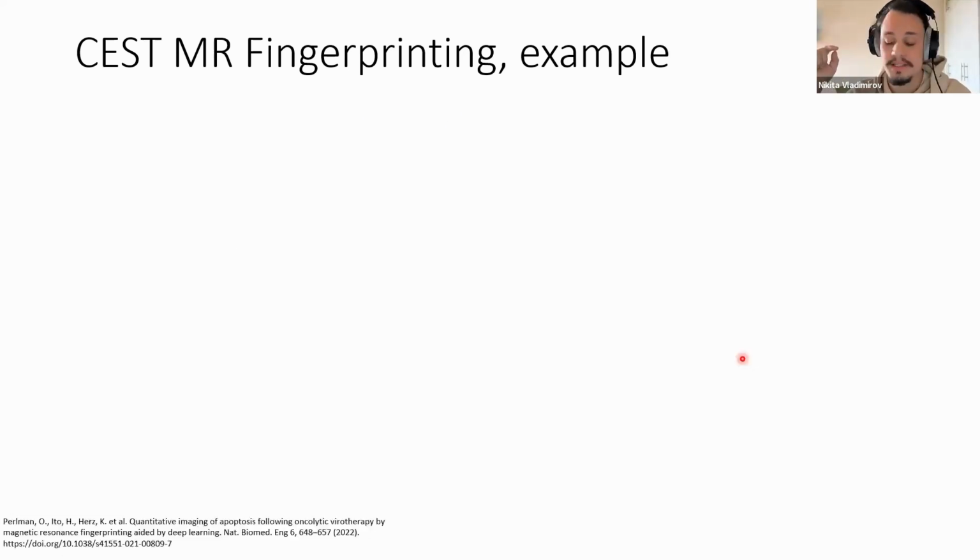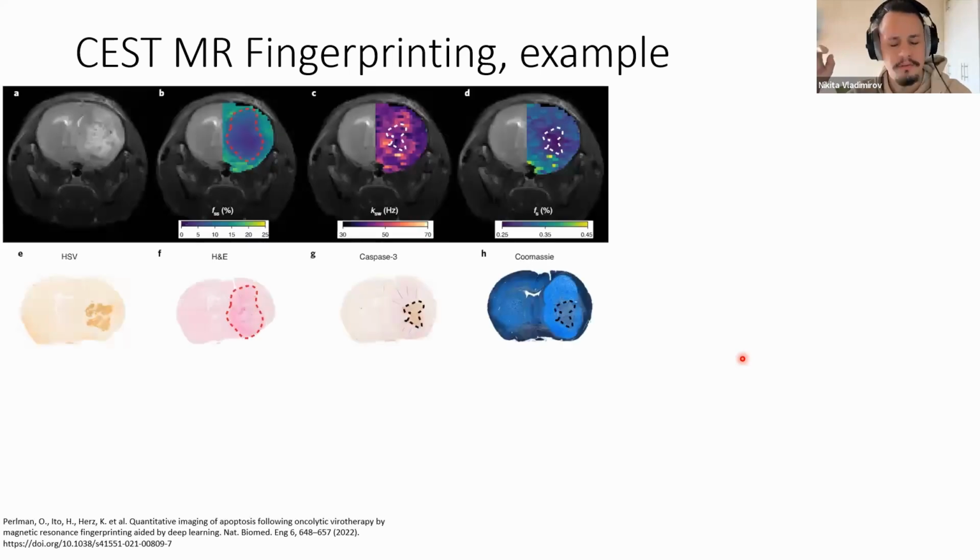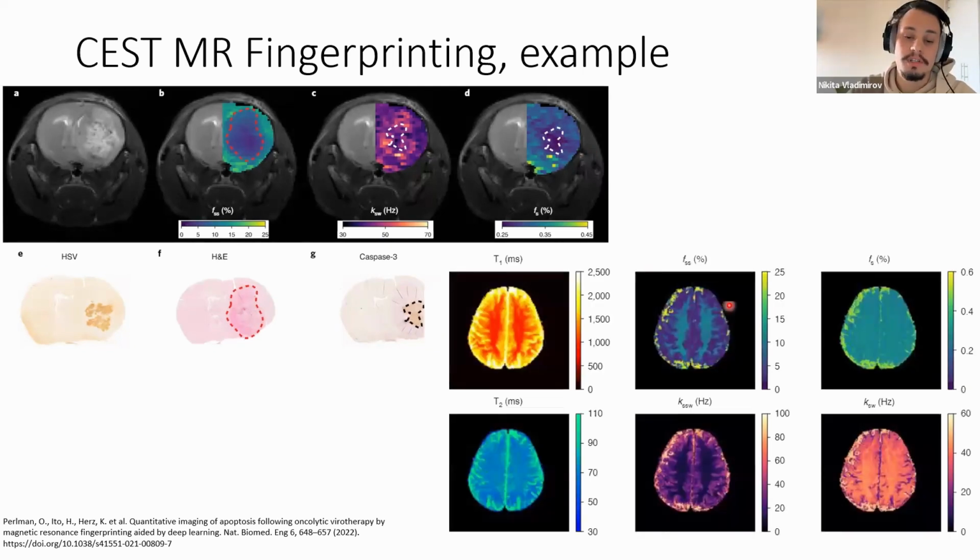There is another example in the context of treatment monitoring. The research showed that fingerprinting was successfully applied to the monitoring of oncolytic viral therapy, and it is proportional to the cell apoptosis. So there is a decrease in signal, with histologically confirmed apoptosis. And just another example of how multiple quantitative maps can be obtained at once, like here T1, T2, and CEST parameters.